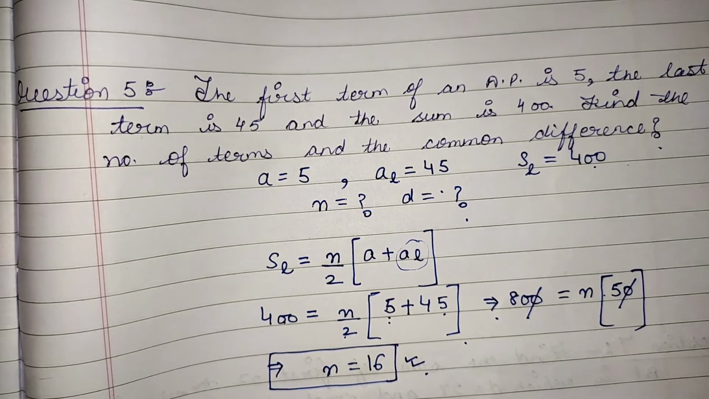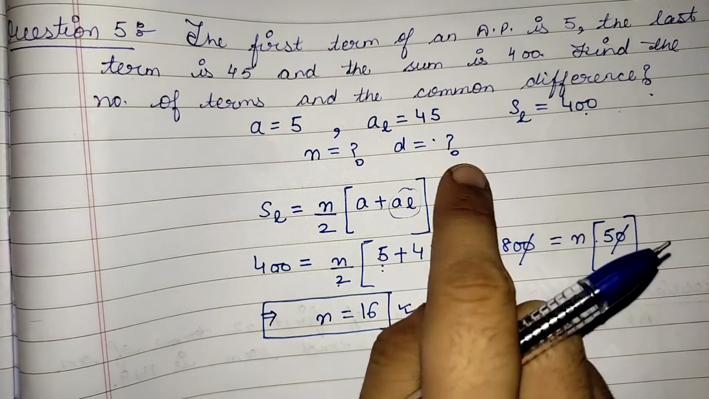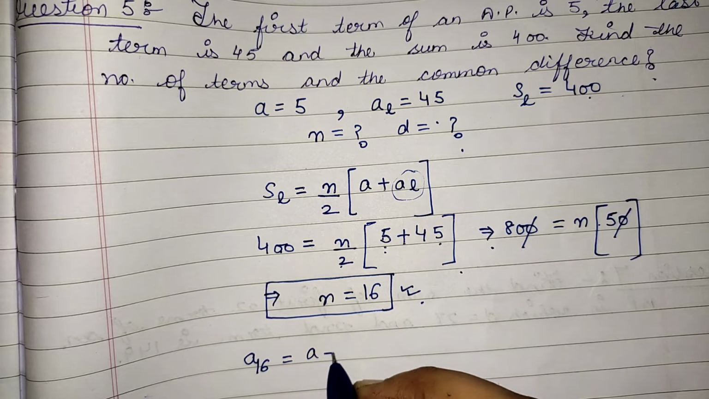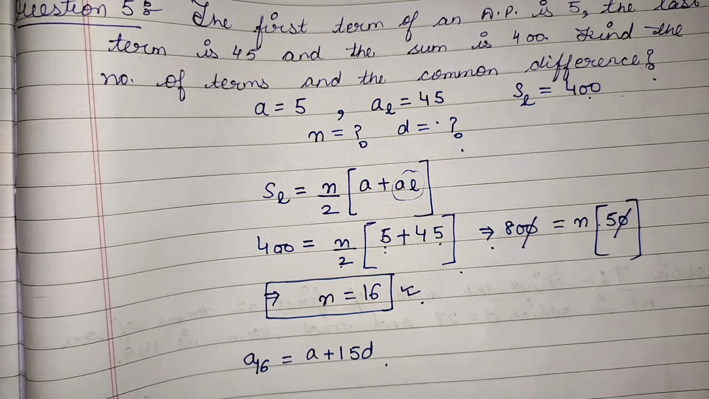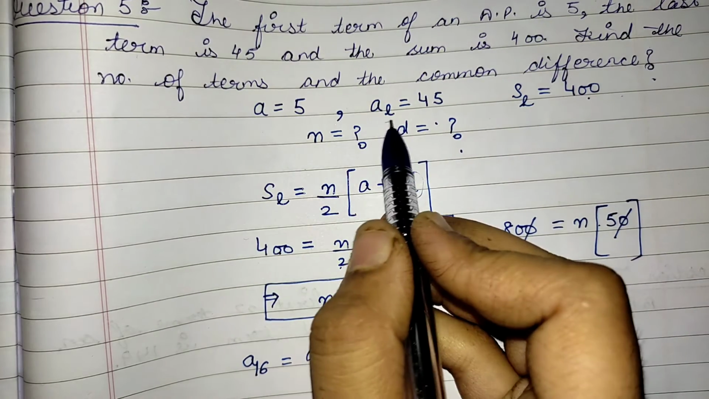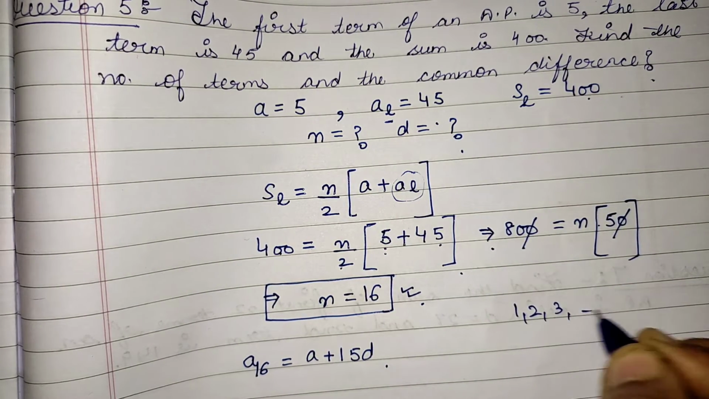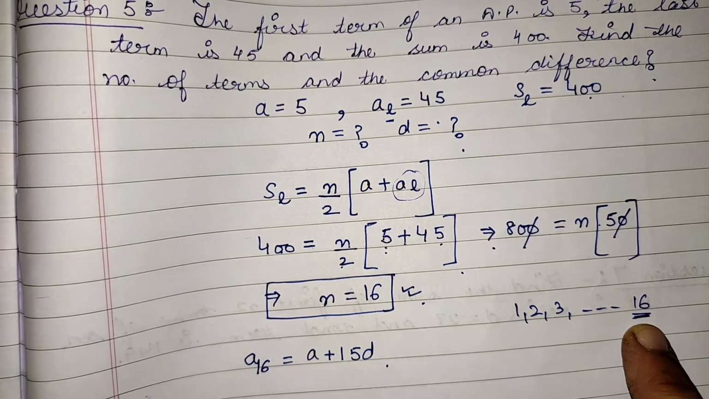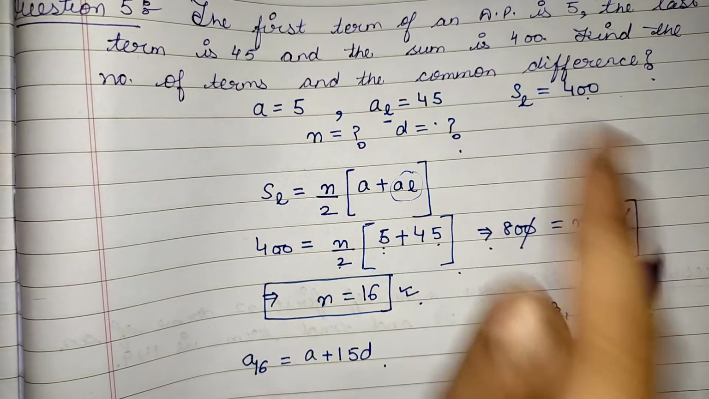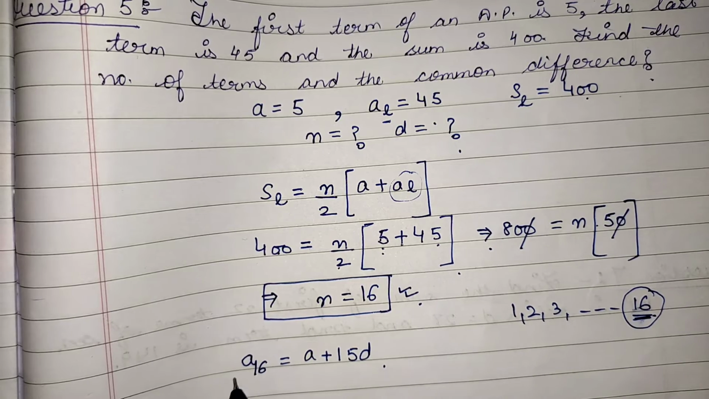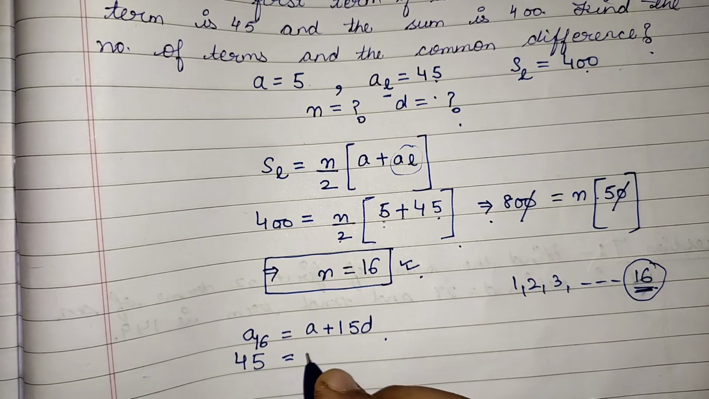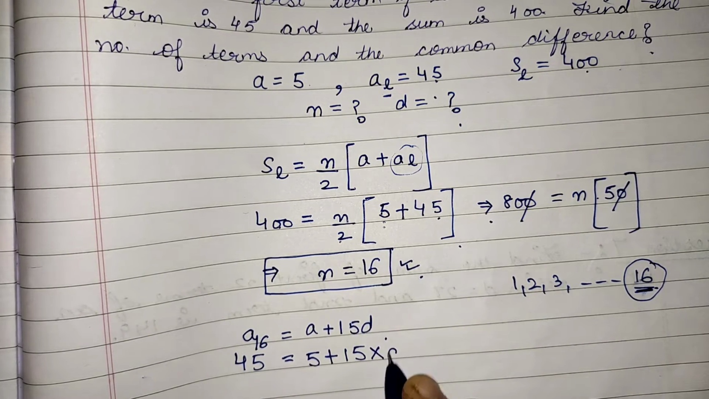Okay, n is there, right? So now I can find out the value of d also, because now I can use this formula that a16 is equal to a plus 15d, meaning the total number of terms in this AP is 16. Suppose there are 1, 2, 3 and up to 16 terms, so this is my last term, so this a16 is a plus 15d. I can write down the value of a16 here because this is now my last term. So a16 will be 45 and a will be my 5 plus 15 into d.